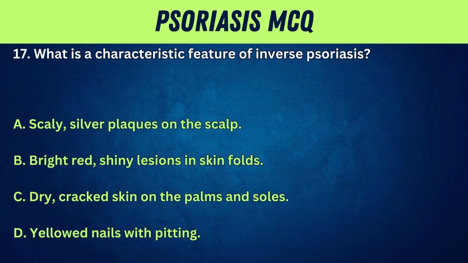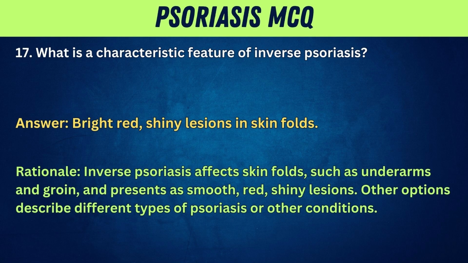17. What is a characteristic feature of inverse psoriasis? A. Scaly, silver plaques on the scalp. B. Bright red, shiny lesions in skin folds. C. Dry, cracked skin on the palms and soles. D. Yellowed nails with pitting. Answer: bright red, shiny lesions in skin folds.